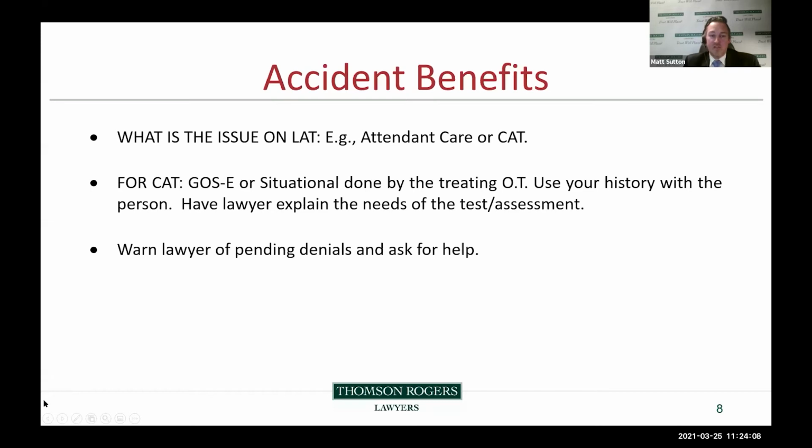And then just finally, and I said this earlier, if you see a denial come in, just call the lawyer and let them know, and then they can help maybe nip it in the bud right at the beginning.